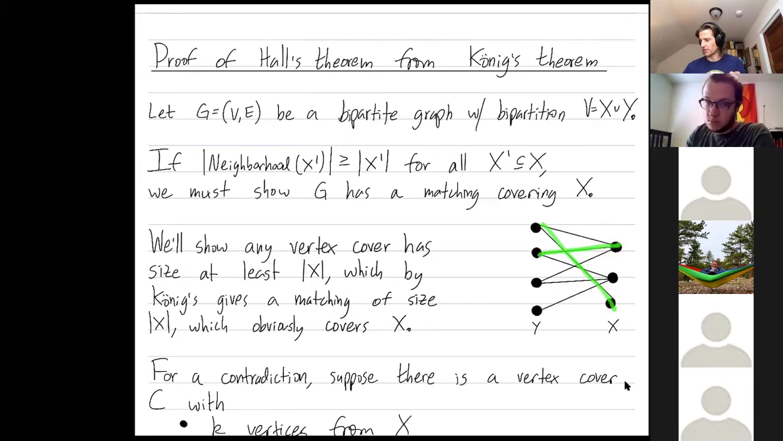All right, so we'll show you have a vertex cover of size at least 3, which by Kőnig's says you have a matching of size 3, which necessarily has those edges incident to each vertex in X, because we only have 3 edges for 3 vertices in X. Whew. All right. So we want to show we have a vertex cover at least the size of X.